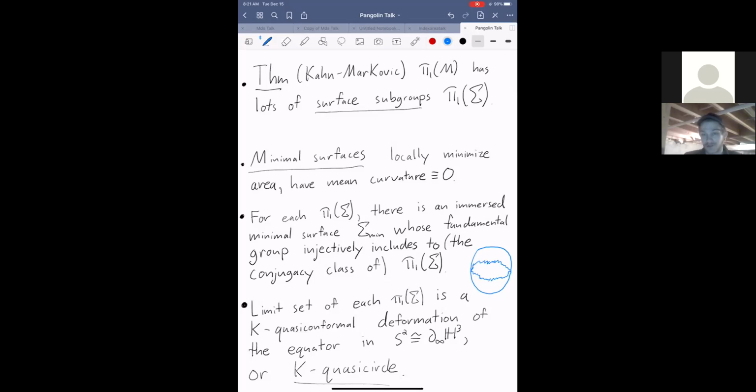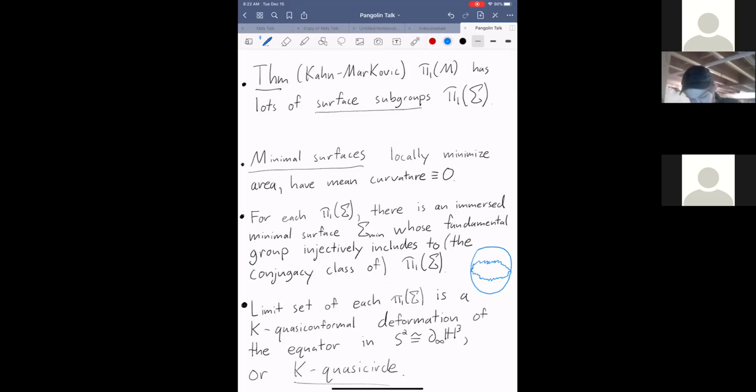Just a second, Ben. I see that Jeremy has a question for you. Sure. You get a control on the K of the K quasi-conformal map? Yeah, that's a good point. That's going to be the next thing that comes up. Kahn and Markovic, in their work, actually produce a lot of these for K small even. I see. Okay, thank you.